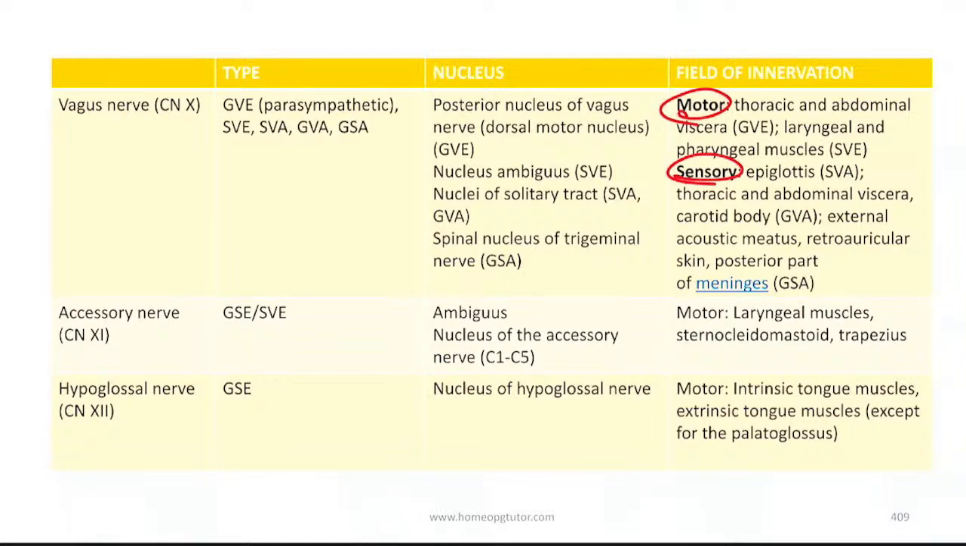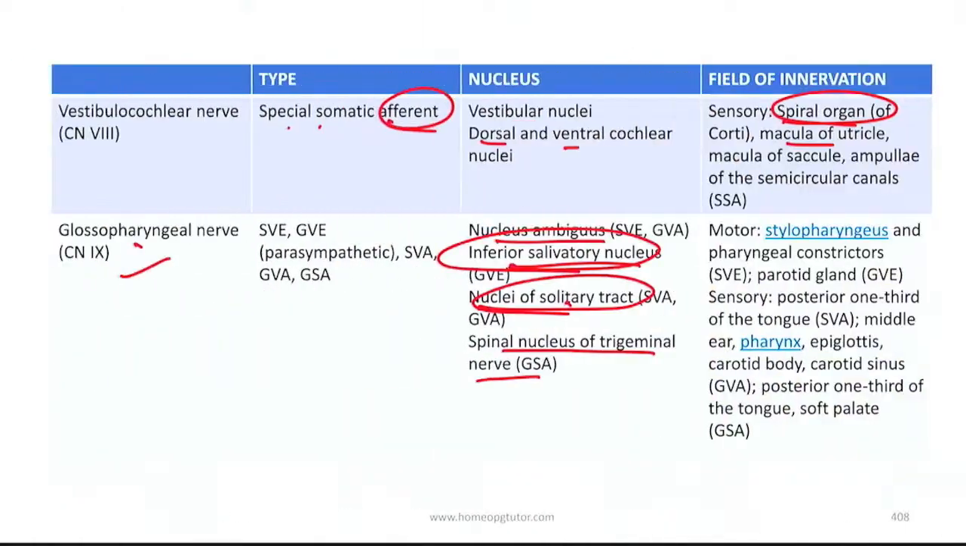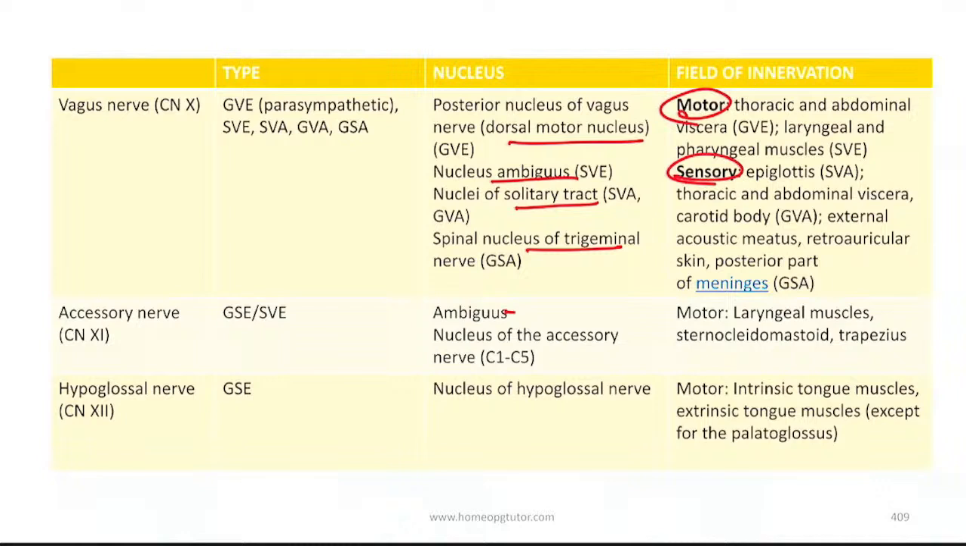Nuclei are the dorsal motor nucleus, nucleus of solitary tract, spinal nucleus of trigeminal nerve, and nucleus ambiguus. Nucleus ambiguus is common to the 9, 10 and 11. See, nucleus ambiguus is with the glossopharyngeal, with the vagus, and finally with the spinal accessory nerve, right?